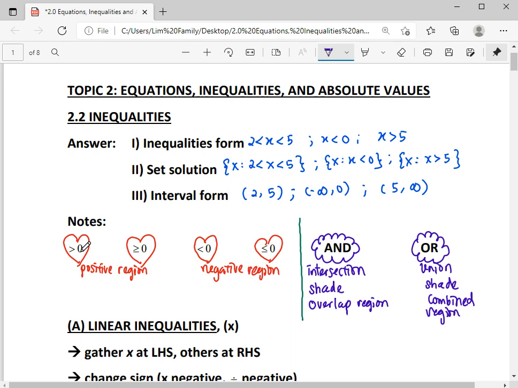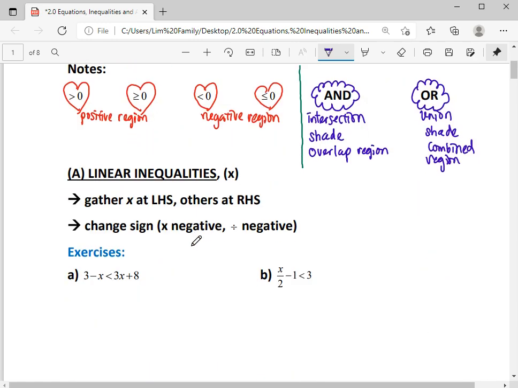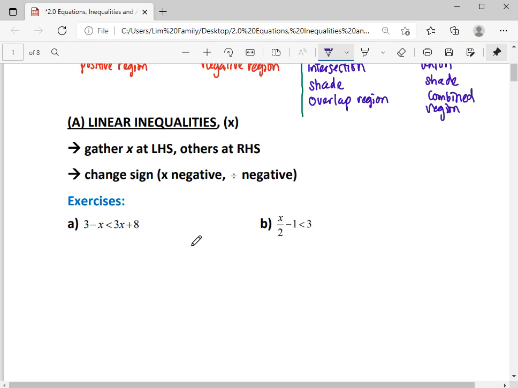Whatever is less than 0 will be negative. This is a basic concept from your chapter 1, where 0 is neutral. If you still remember, 0 is neutral, more than that is positive, less than that is negative. So we are finding the region. Today's work is all about finding the region, whether the region is positive, negative, or the region of intersection or union.